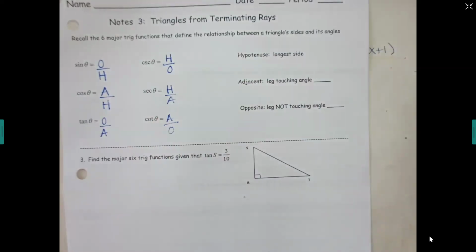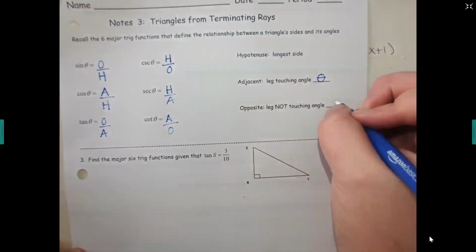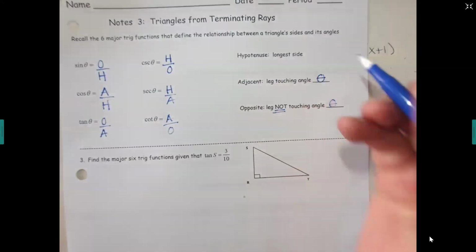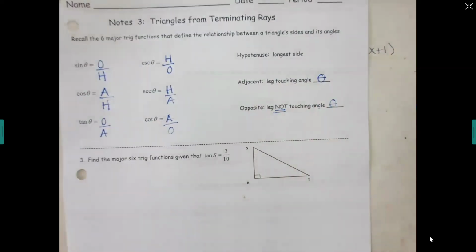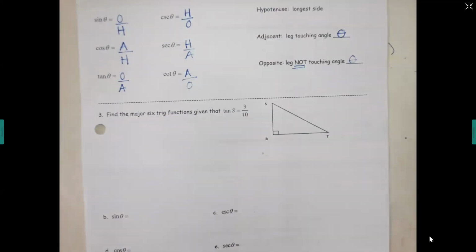Okay, your hypotenuse is the longest side. And then out of the two legs, which one is touching the angle? Oh, wait, it already says. Never mind. Okay, the adjacent is touching angle theta versus the opposite is not touching it. Okay, so we'll do one little warm up, remind you of what we did last class, and then we'll add the new stuff.